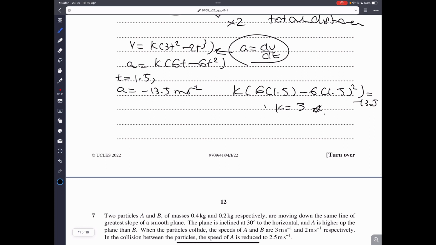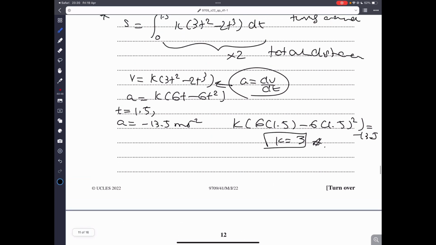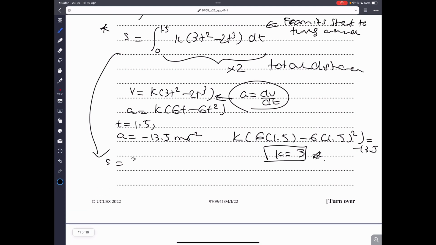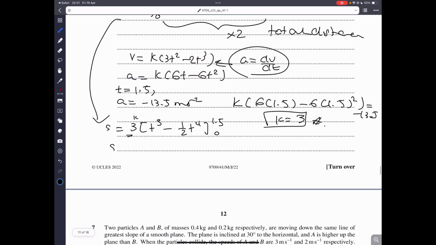Okay, so now that we know the k value, we can just integrate it. From this above, we can integrate it. So 3t cubed minus 1 by 2 t to the power 4, integrated from 1 to 0. This 3 is the k, don't get confused. So you can just integrate it, substitute the values that are given, 1.5 to the power 4, 0.